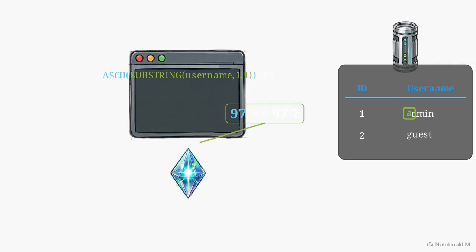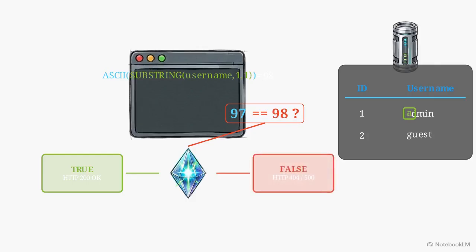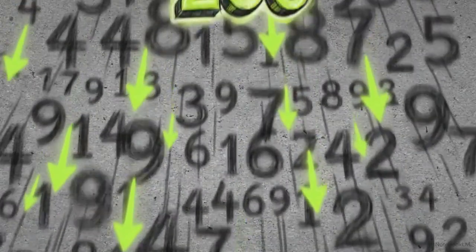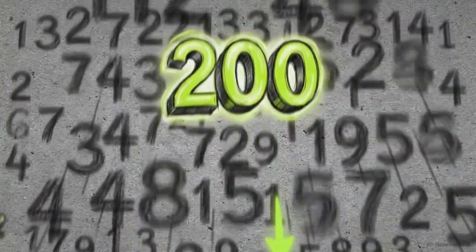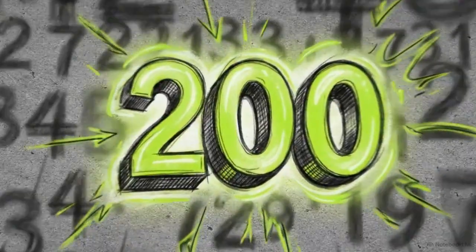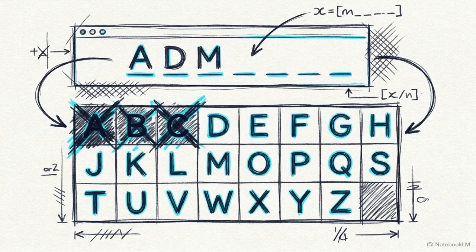The API passes the result back. True generates an HTTP 200 success. False generates a 404 or 500 error. Attackers don't type these requests manually. They script automated loops, rapidly iterating through the entire ASCII table until they hit an HTTP 200 success. Once the first letter is confirmed, the script shifts to the second, then the third. Letter by letter, it builds out passwords and entire database tables.